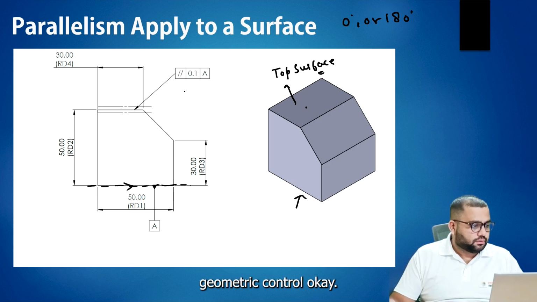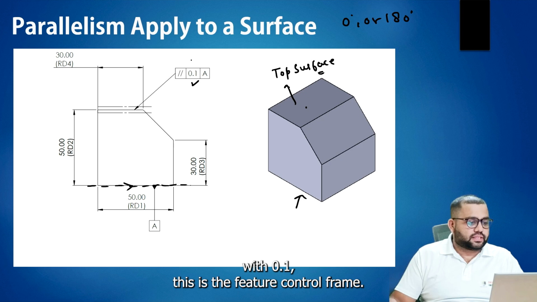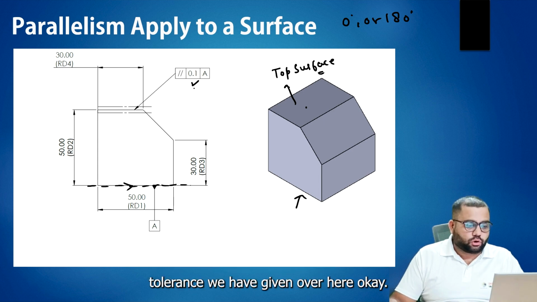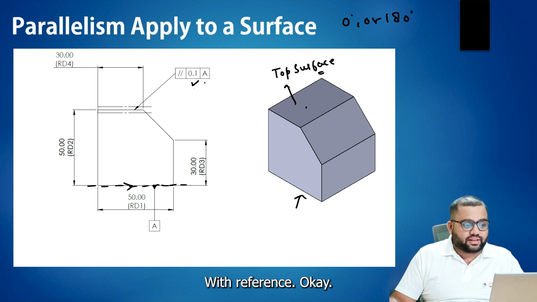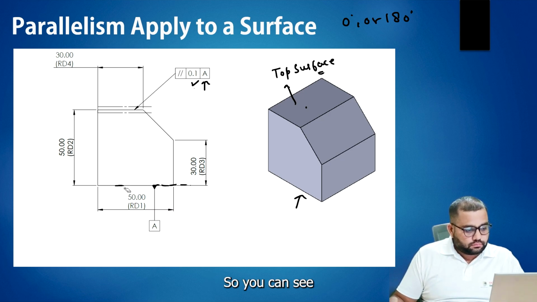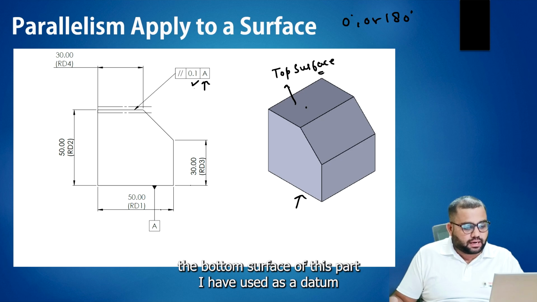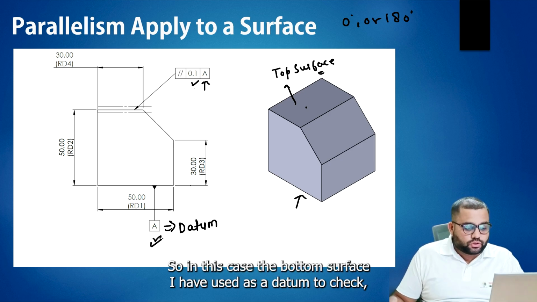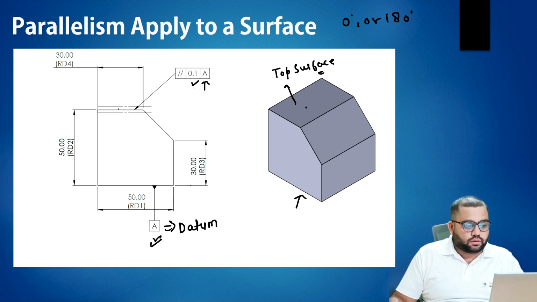This is the geometric control, and this is the feature control frame. In this feature control frame, we have used parallelism, and a tolerance of 0.1 mm is given over here, with reference to A. The bottom surface of this part is used as a datum, because this is a related tolerance and we want a datum. The bottom surface is used as the datum to check the parallelism of the upper surface.